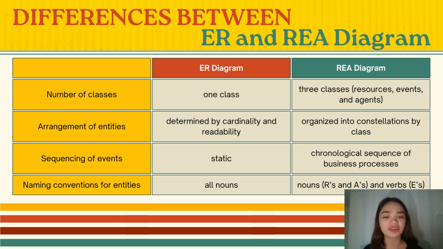Because of this, the reader should therefore be careful to not confuse an event entity with a process. Event entities on an REA diagram represent and describe database tables that will store data about processes, but they are not representing or describing the process themselves.